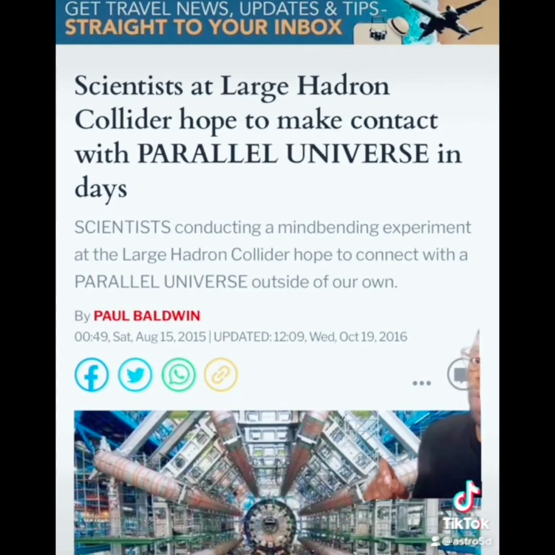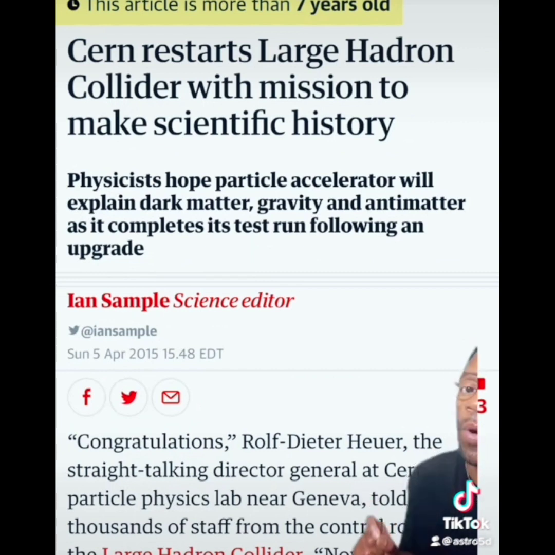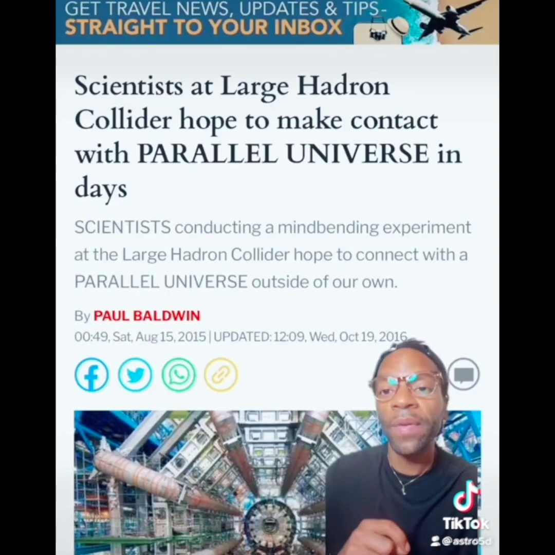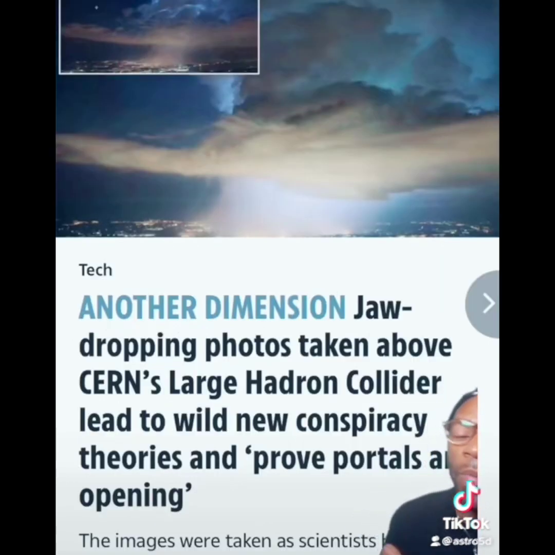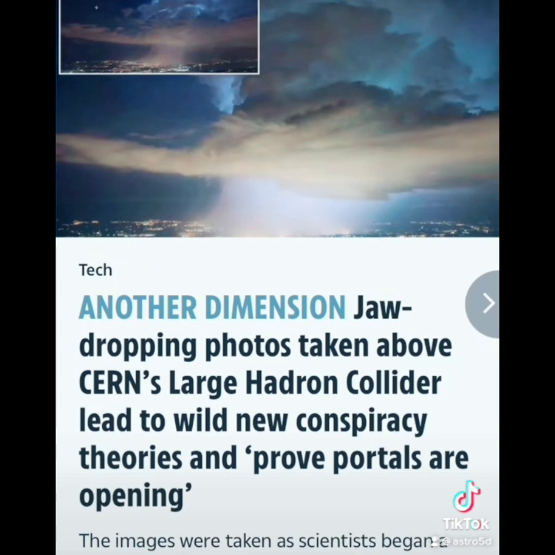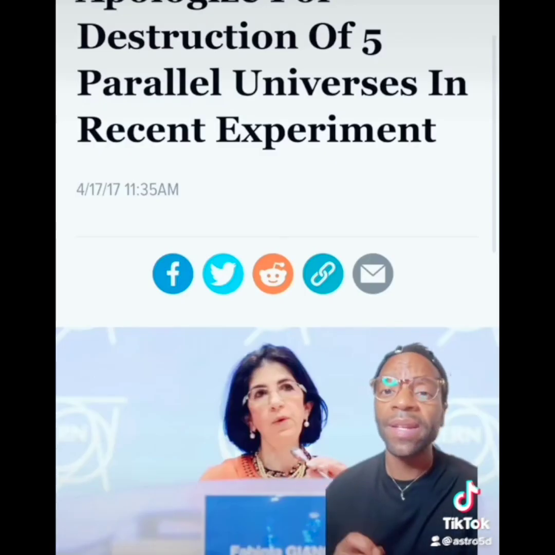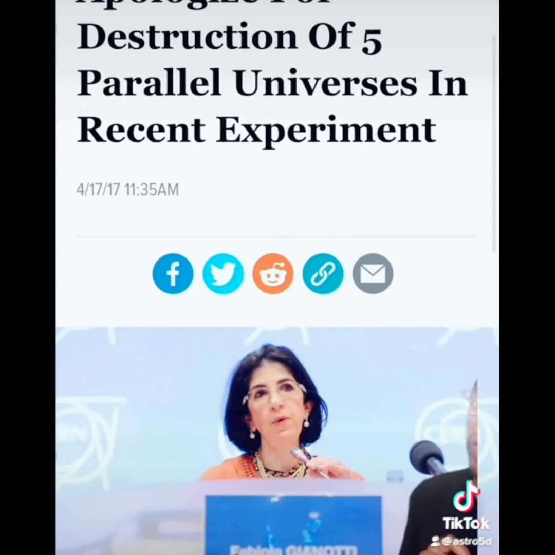In 2015, scientists at Large Hadron Collider hoped to make contact with Parallel Universe in days. And prior to that, physicists hope particle accelerator will explain dark matter, gravity, and antimatter as it completes its test run following an upgrade. So they went from dark matter and antimatter to straight up parallel universe. Alright, noted. So apparently that LHC launch caused this to happen above the skies, above the CERN facility. And in 2017, CERN researchers apologized for destruction of 5 parallel universes in recent experiment.